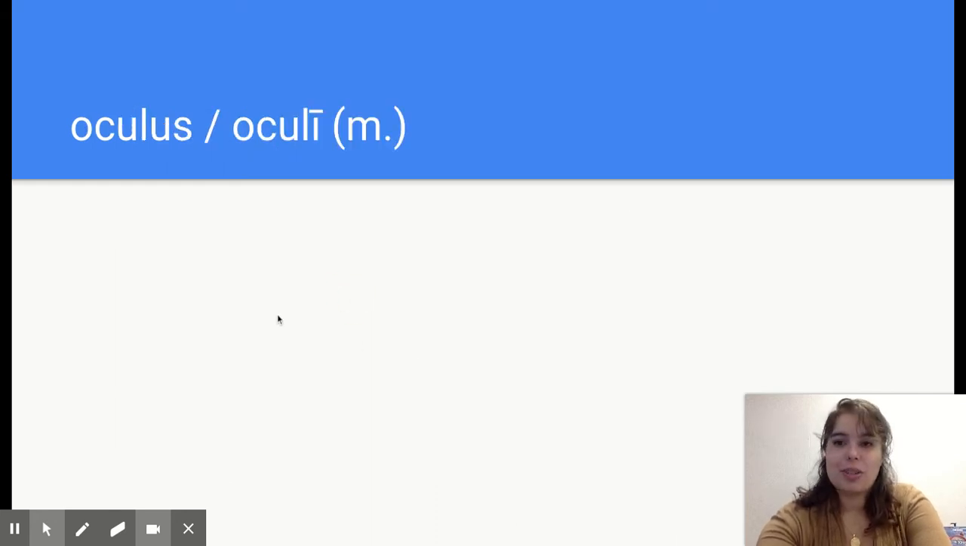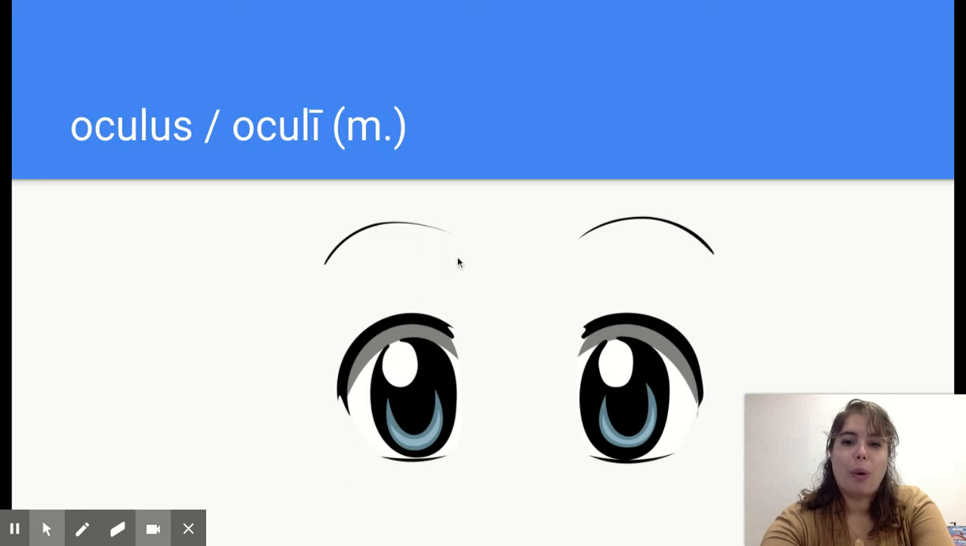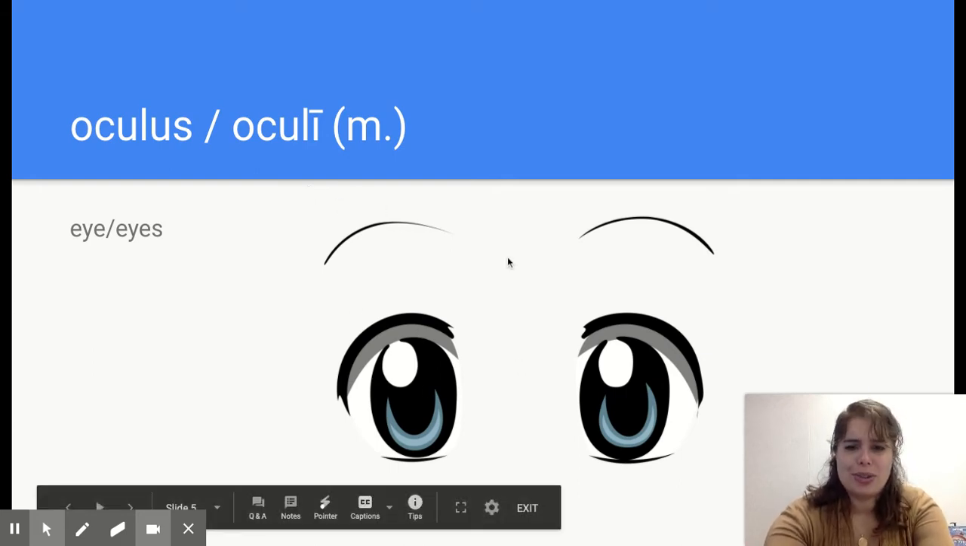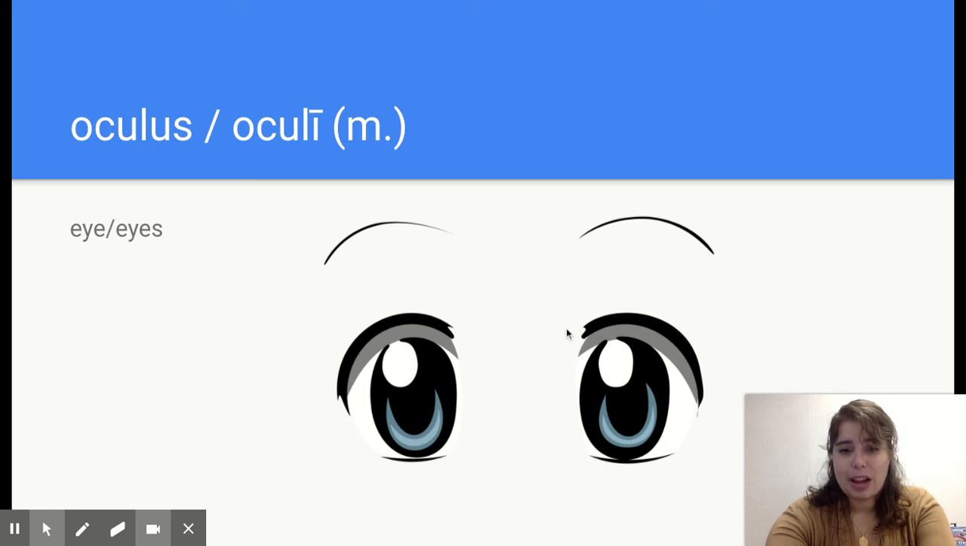Next, we have our first one with the singular and the plural, oculus. Oculus is our singular form, and oculi is plural. This is a masculine noun. This is our Latin word for eye. Oculus means one eye. Oculi means eyes, plural. So again, we often use this in the plural because most people have two eyes.